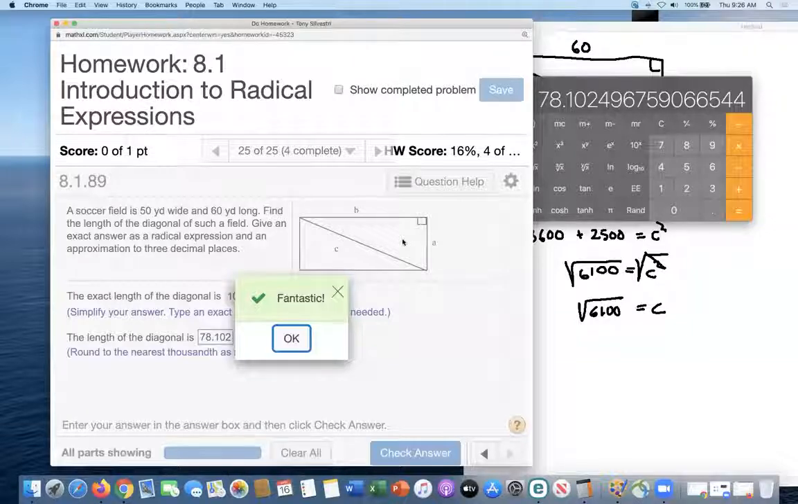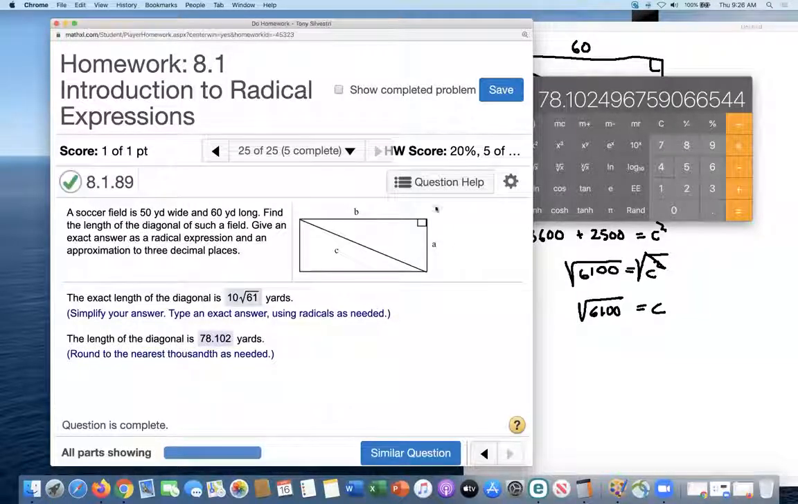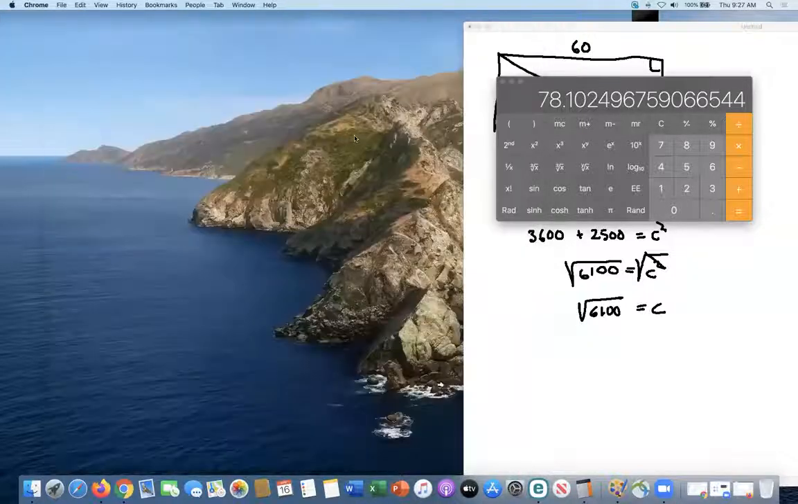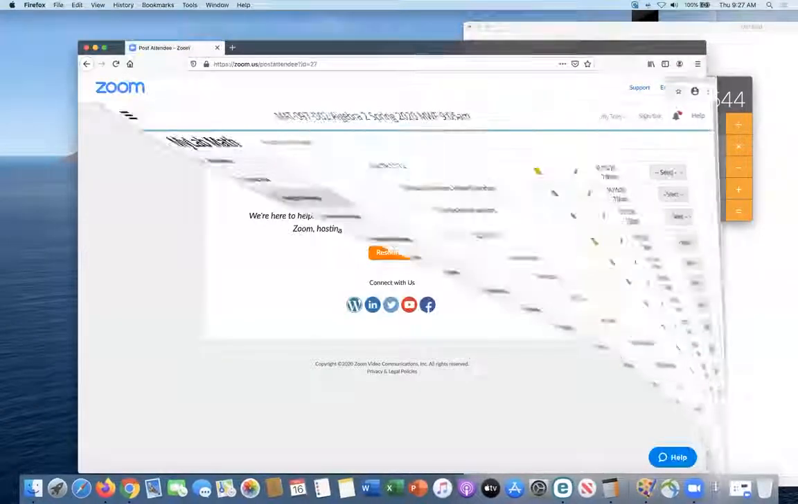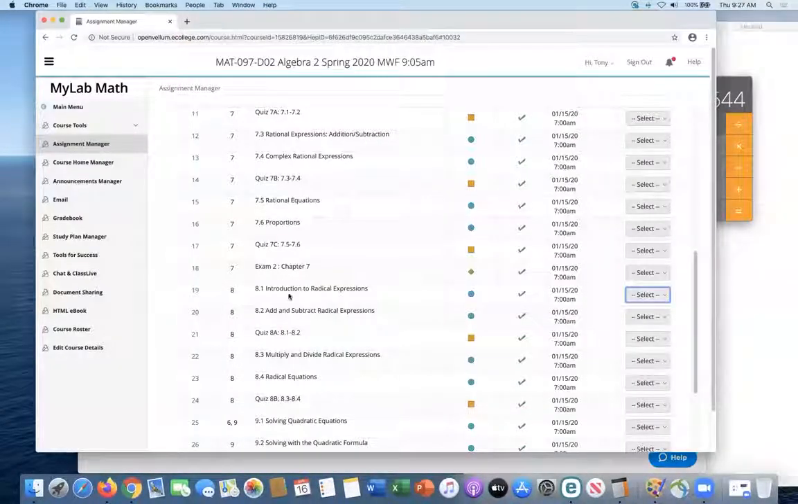So what do you think of square roots, huh? Still better than Chapter 7. So what do you have to do right now? We're going to finish 8.2. There's not much in 8.2. Then after 8.1 and 8.2, you're going to do quiz 8A, and you're going to enjoy the weekend.